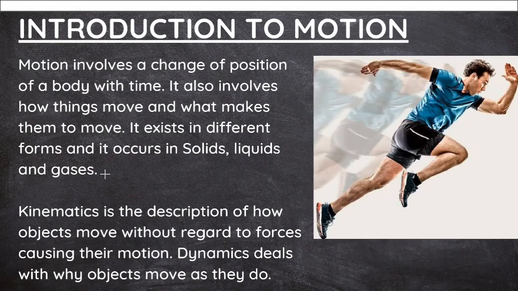And when we're describing motion, there are two key points that we must know. The first one is kinematics, and the second one is dynamics. What exactly is kinematics? Kinematics is the description of how objects move without regard to the forces causing their motion. So when you are describing how objects move without considering the forces causing their motion, you are dealing with kinematics. Okay, and dynamics deals with why objects move as they do. So you are considering what is making objects move as they do.